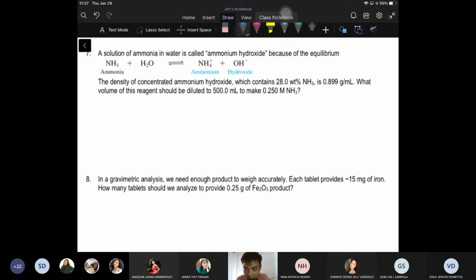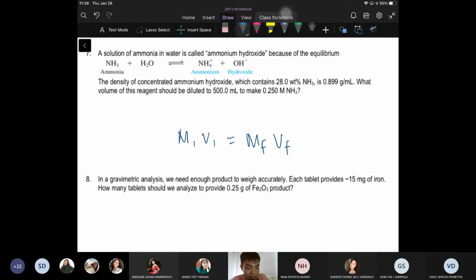Tapos ano yung sumunod na sinabi? Sumunod na sinabi ay, what volume of this reagent should be diluted to 500 ml to make 0.250 molar ammonia. Okay? So ano yung napapansin nyo dito? Given tayo ng percent by weight, then i-dilute mo siya. Balik tayo sa concept ng dilution. Okay? 'Di ba ang formula for dilution ay molarity initial times volume initial equals molarity final times volume final.